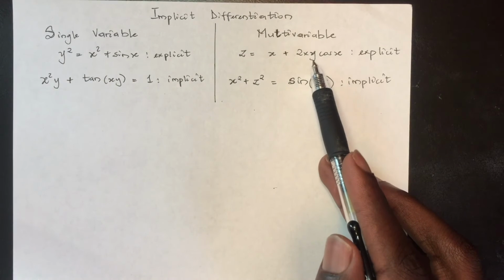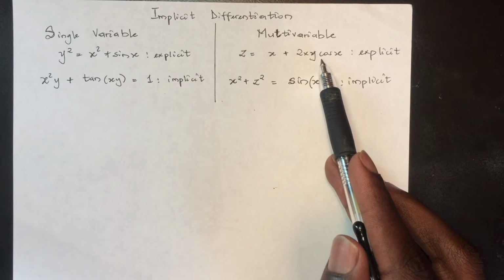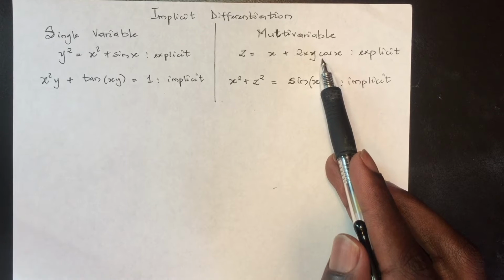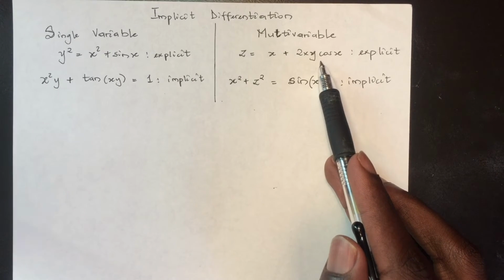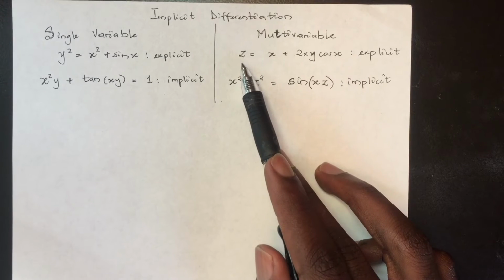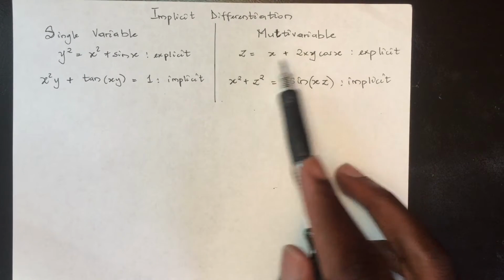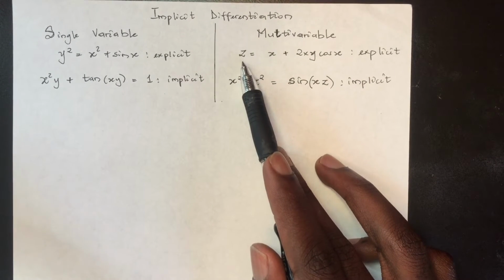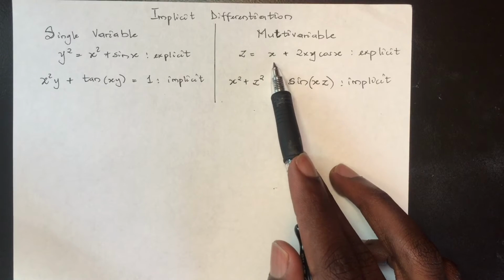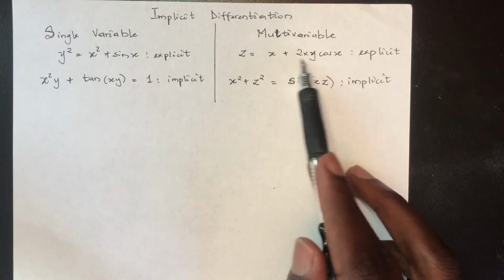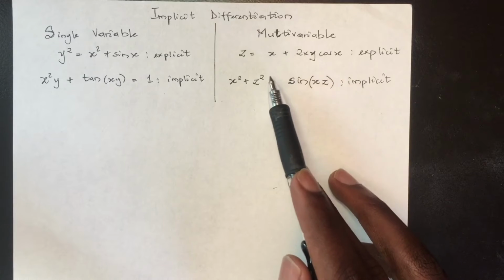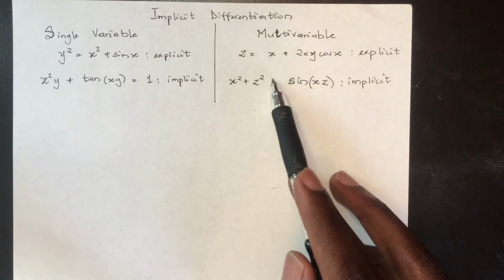Now looking at a multivariable equation, where you don't just have an implicit and an explicit equation, but you also have a dependent or an independent variable, you also have something else. So in this case, your dependent variable is z, but you have two independent variables, all right? And this is what makes this a multivariable equation.